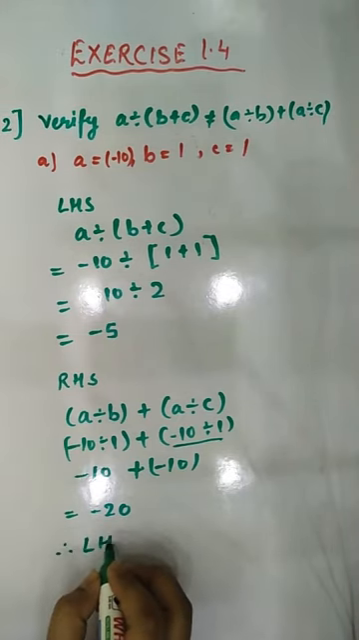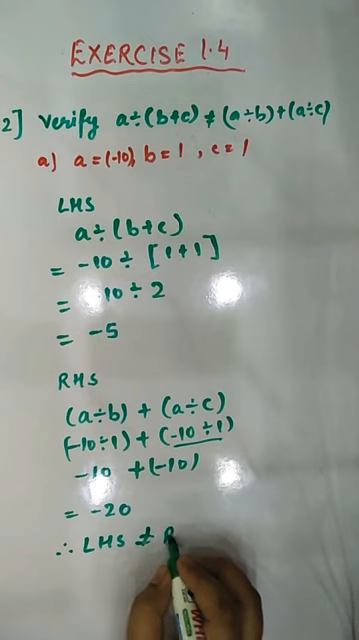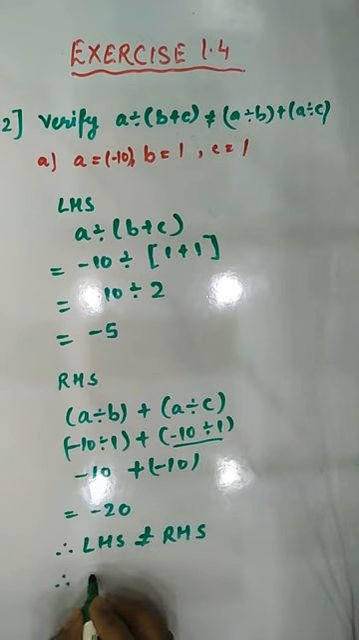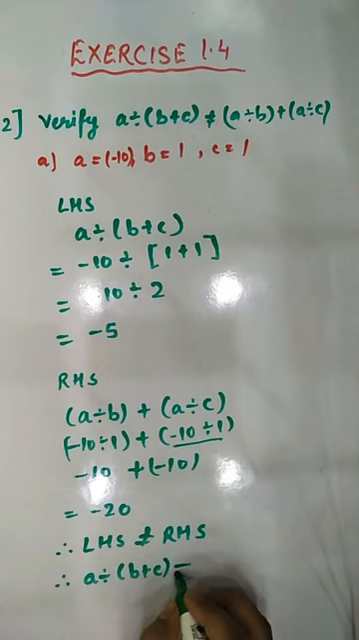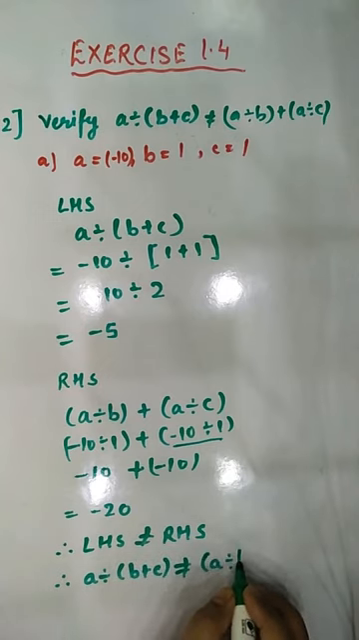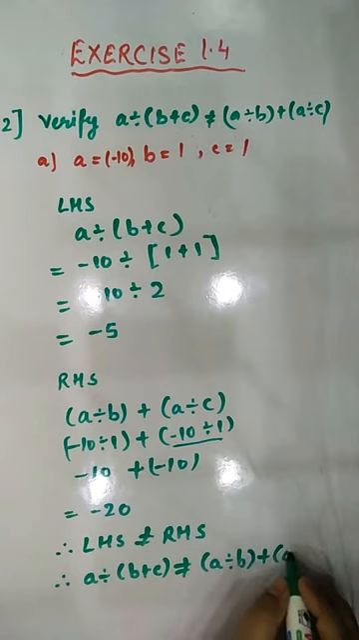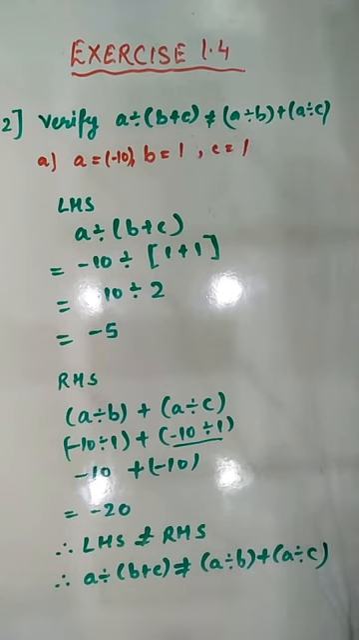Therefore LHS is not equals to RHS. Therefore A divided by B plus C is not equals to A divided by B plus A divided by C. Hence we have proved both the questions. I hope you all have understood. Now do this in your copy.